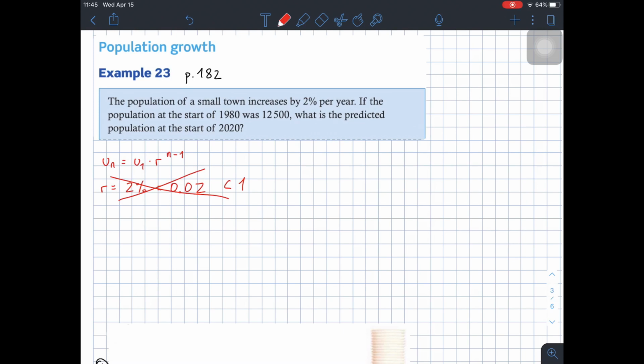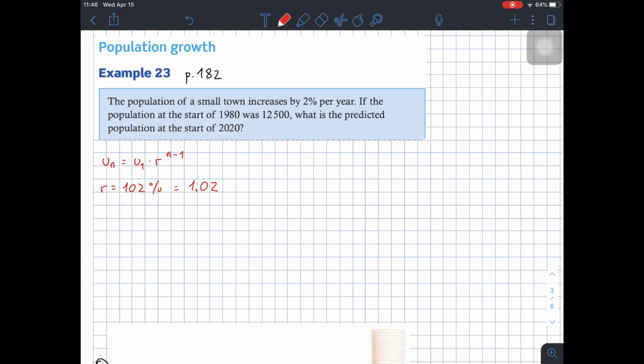The common ratio is not 2% for this formula, but rather, how much do you think? It should be 102%, right? Because it increases by 2% each year. So if this number was my 100% of the population in 1980, for the next year, it would be 102%. So this number plus the 2%, okay? That's why the common ratio is 102% and not 2%. So 1.02 is the actual common ratio, okay?